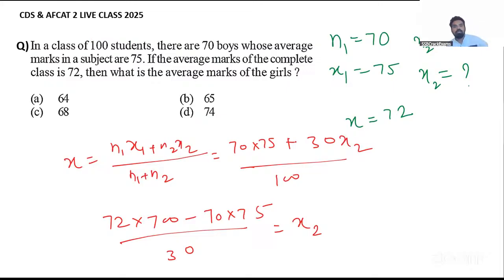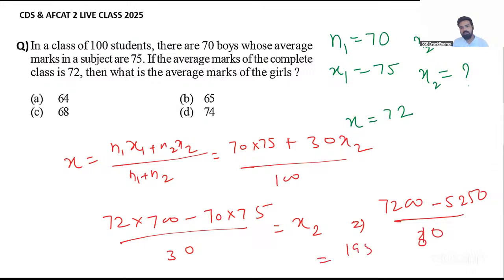Okay, somebody is giving the answer. It is option number B, which is 65. Let me check. Yeah, very good. So it is (7200 minus 5250) upon 9 upon 30, which is 1950 upon 30, which is equal to 65. All right, so option number B is correct.